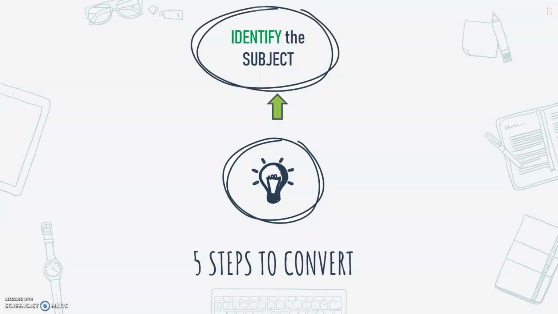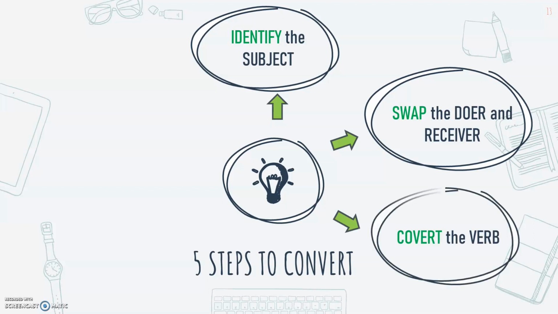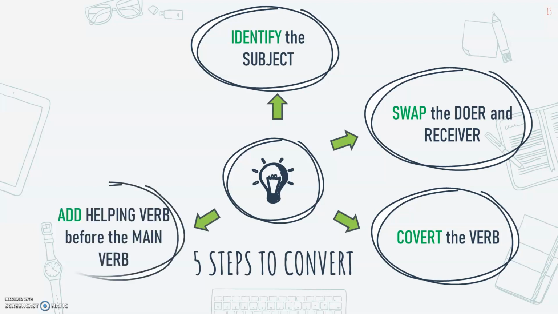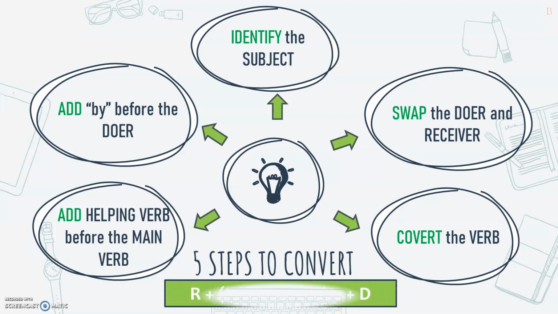First, we have to identify the subject. Second, we have to swap the doer and the receiver. Third, we have to convert the verb into its past participle form or verb number 3. Next, we have to add the proper helping verb before the main verb. Lastly, we have to add by before the doer. Hence this formula.